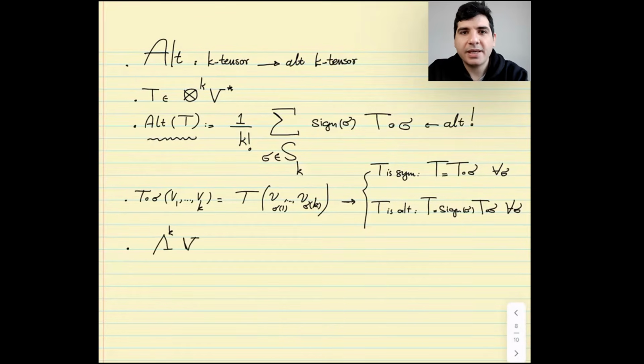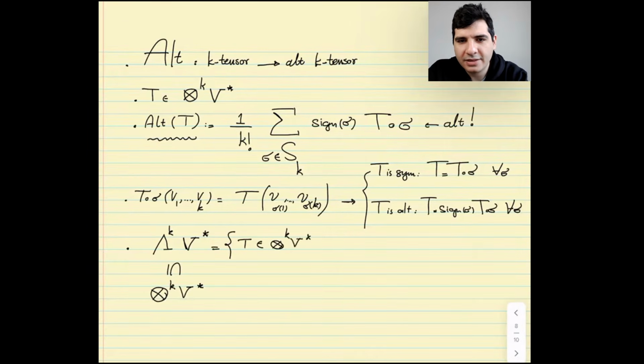I denote the space of alternating k-tensors by Λ^k V*. So it's a subset of k-tensors. This is the set of k-tensors such that T is alternating. This is a subspace, in fact, and this subspace is a vector space. So this is a sub-vector space. Any alternating k-tensor is called a k-form.